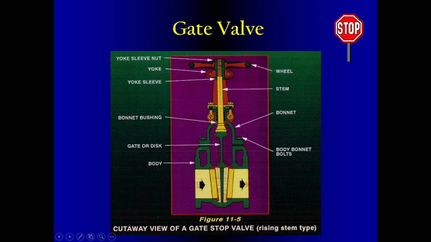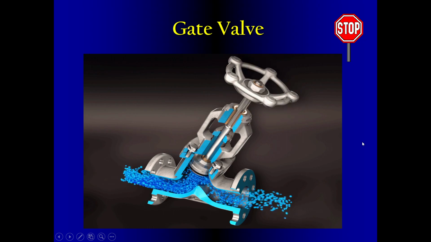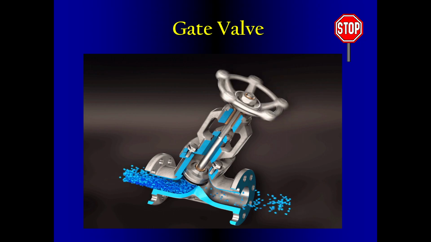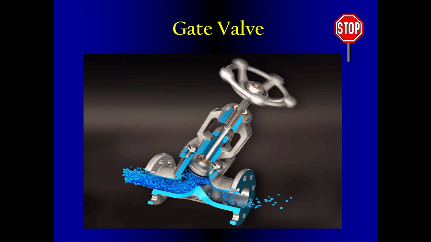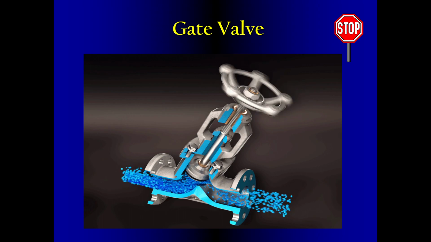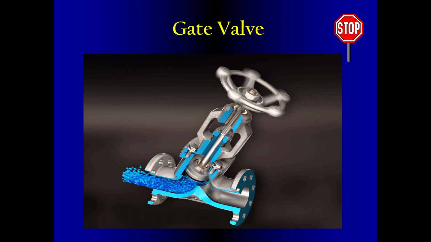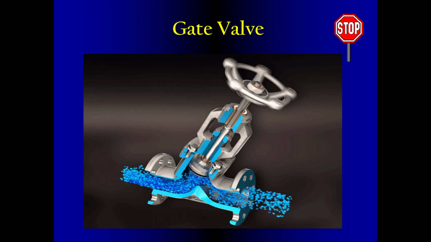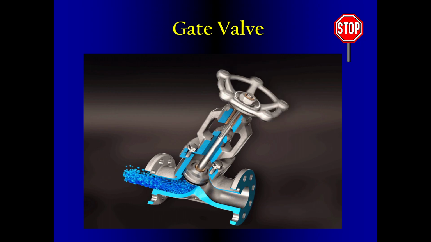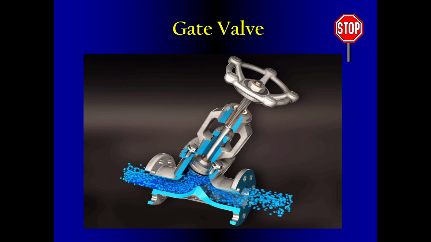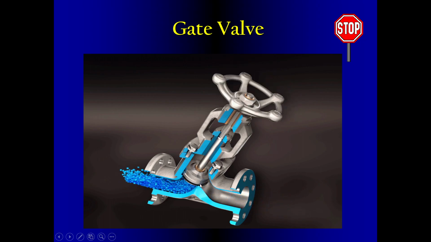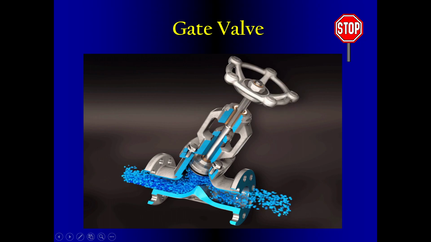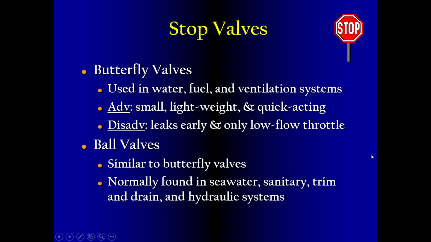So, rising steam type. Then we can see this animated view of how the gate valve works, like when we turn the wheel clockwise or anti-clockwise. That shows the valve is open or closed and the fluid is likely to flow. Okay, so next one is the butterfly valve.